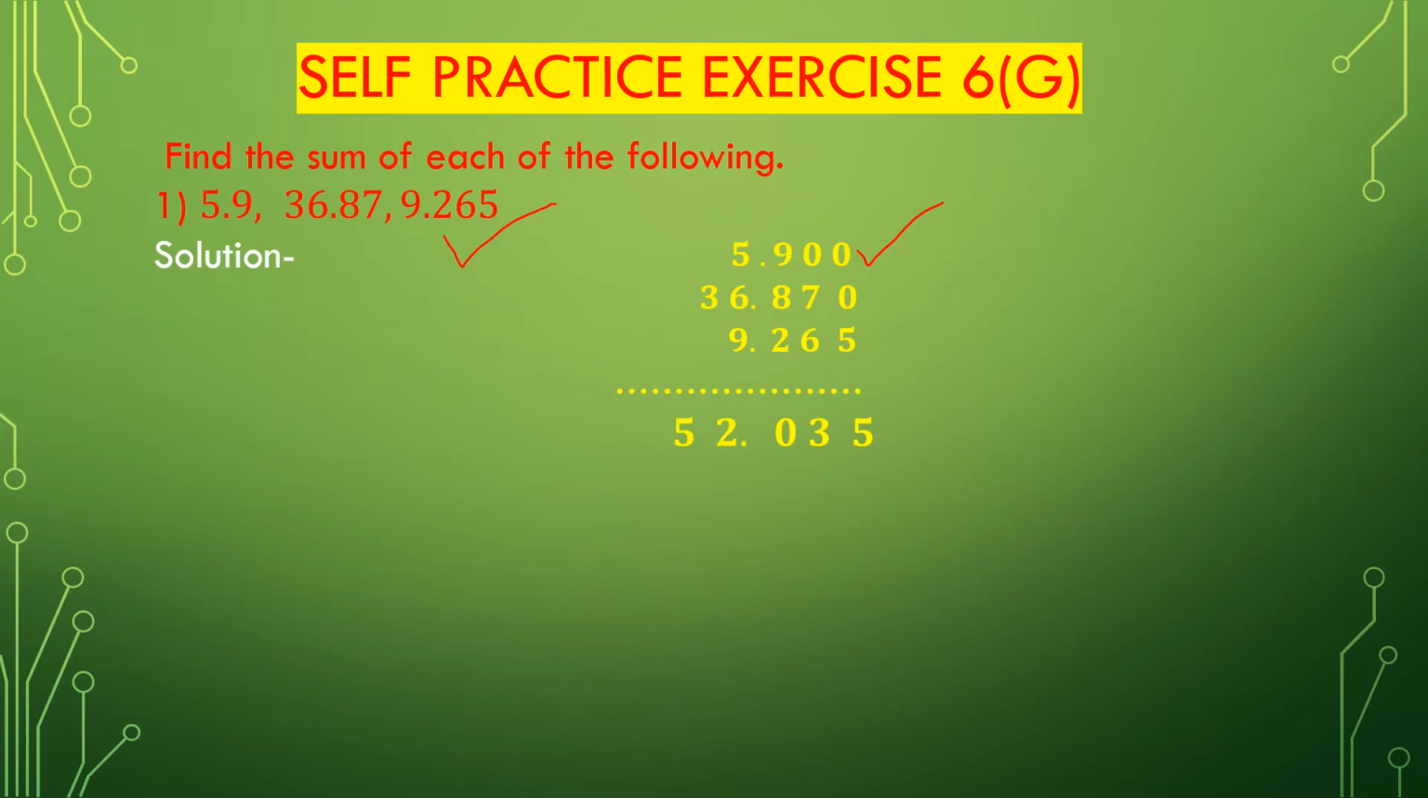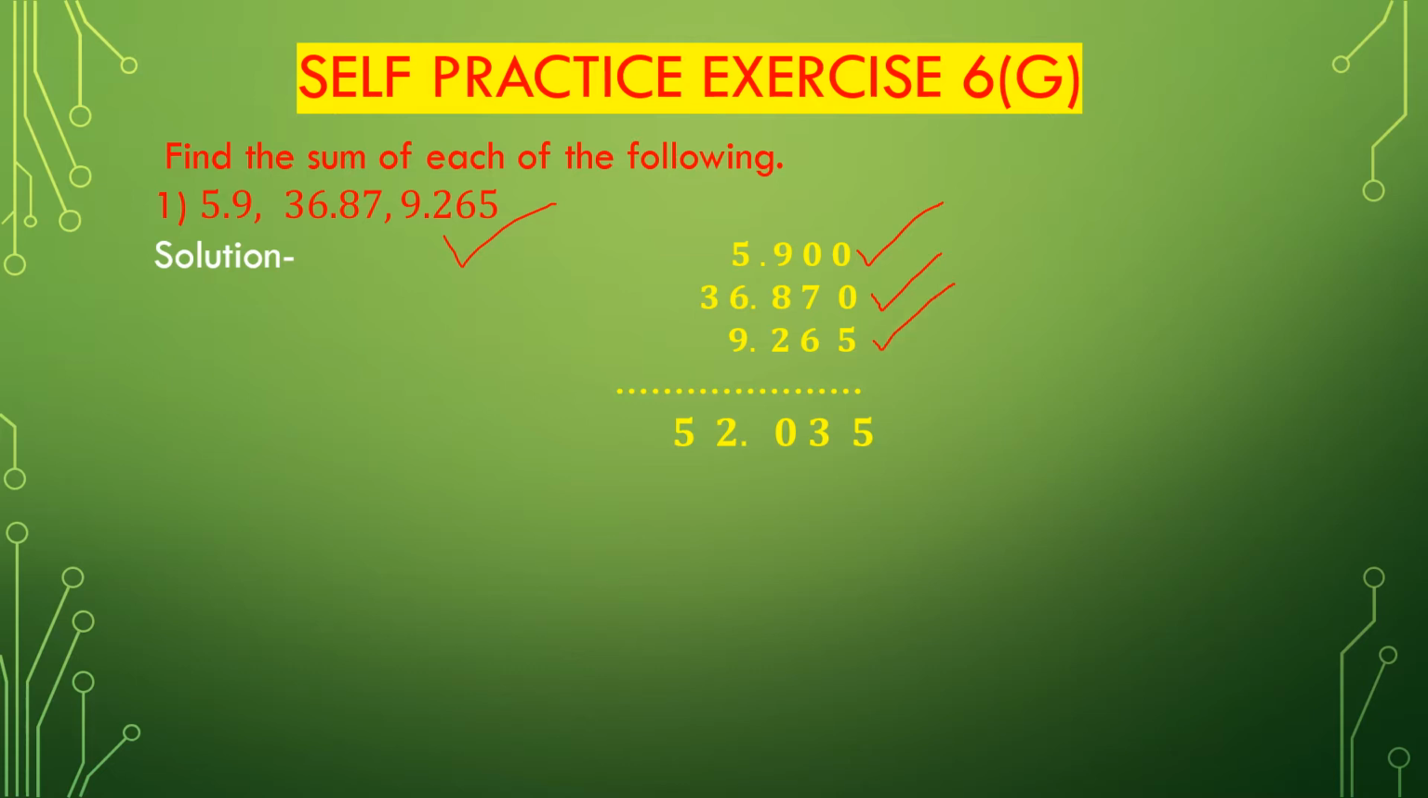Then 36.87, after decimal point there are only 2 digits, so you have to add one more 0 to equal the number of decimal places in 9.265. Number of decimal places is 3, so you have to add 1 zero. Now 36.87 becomes 36.870, and write down 9.265.